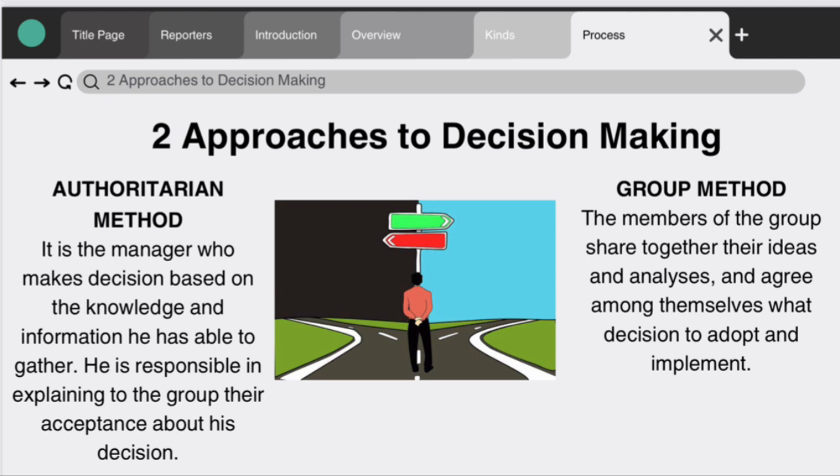Number two is group method. The members of the group share together their ideas and analyses and agree among themselves what decision to adopt and implement. Group method is different from authoritarian method because they share the ideas, opinions, and data as a group, unlike in authoritarian method, where the manager is the one to decide and to gather data and information.